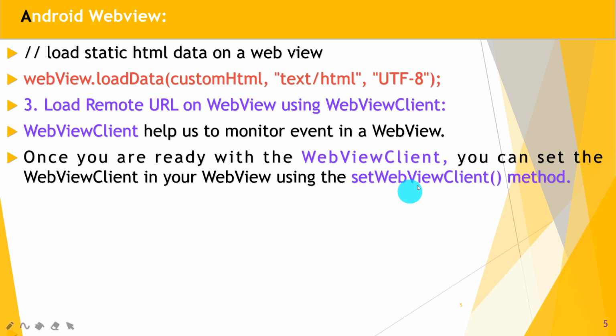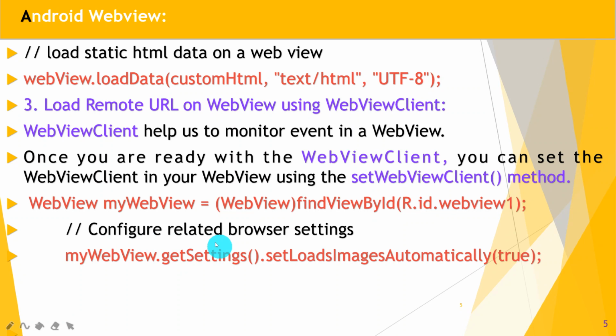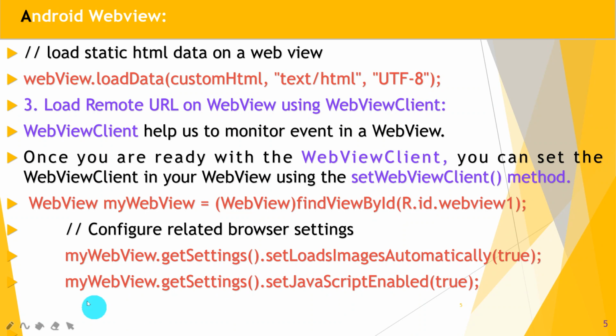setWebViewClient. Great. So create the reference variable of the WebView class by using the findViewById method, then configure the related browser settings. So myWebView.getSettings().setLoadsImagesAutomatically(true). Whatever images are in your remote website, they load automatically. So pass the argument true, and it shows you all the images in the WebView control.